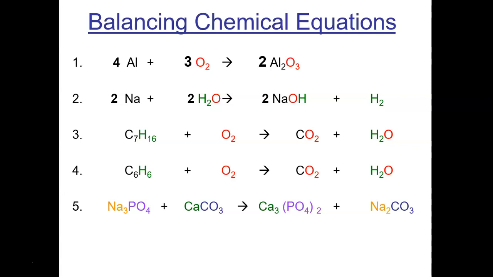Number 3 is an example of one of those combustion reactions. So we're going to balance in the order carbon, hydrogen, oxygen. So I put a 7 in front of CO2 to balance carbon, and an 8 in front of water to balance hydrogen.